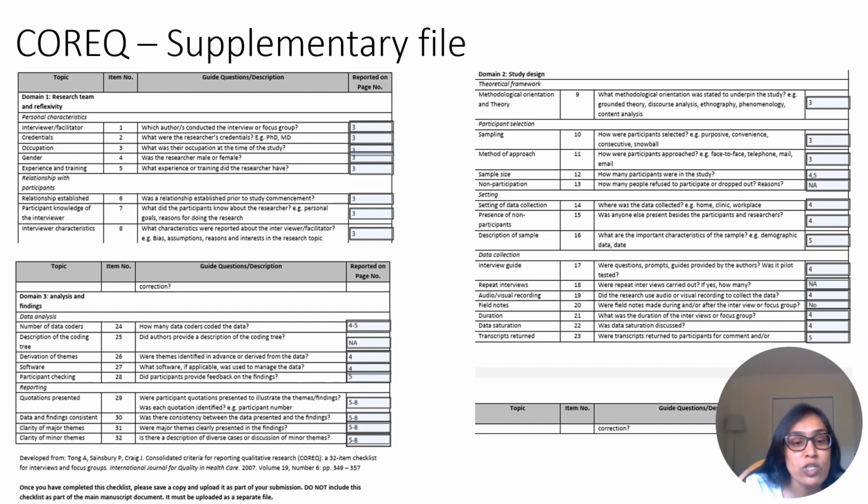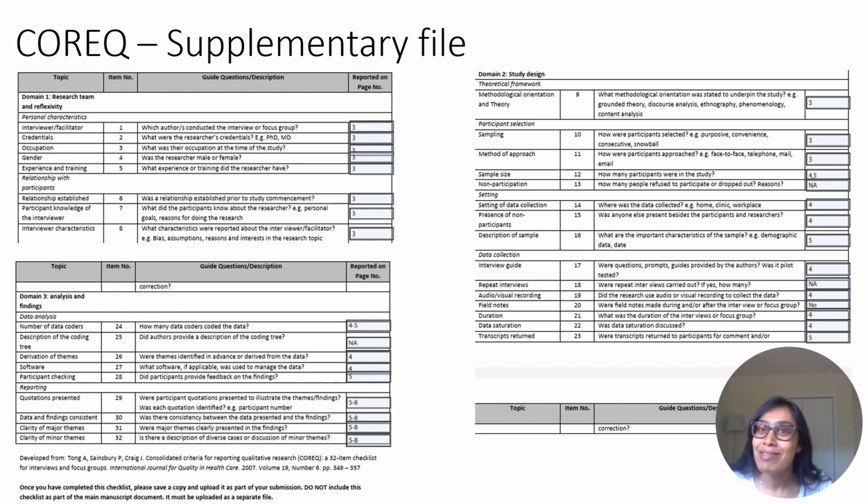And it's written here: once you have completed this checklist, please paste a copy and upload it as a part of your submission. Do not include this checklist as part of the main manuscript document. It must be uploaded as a separate file. As I told you, different journals have different requirements, but definitely it goes as a supplementary file. It will never be part of the main manuscript. But you need to report on which page number you have mentioned this. And this will help even your reviewer to quickly go through your methods, and then definitely he or she will move on to the results.